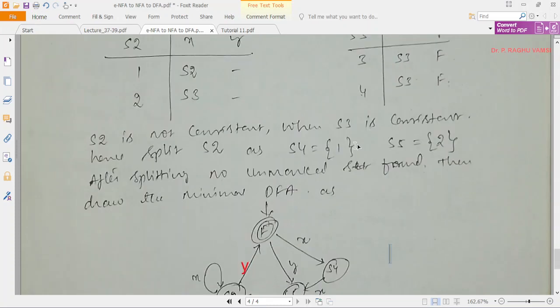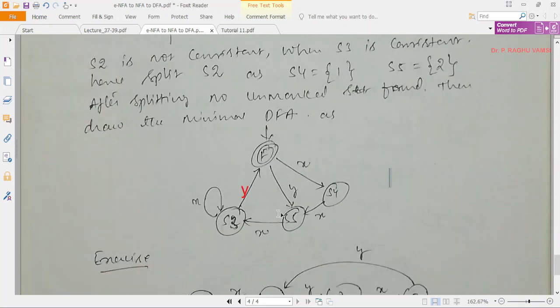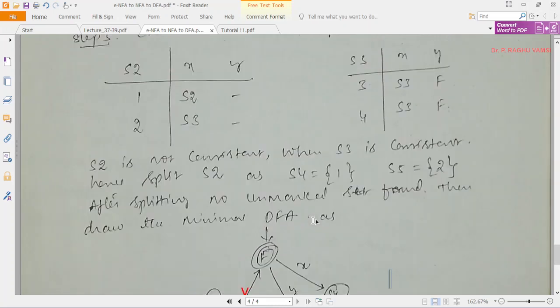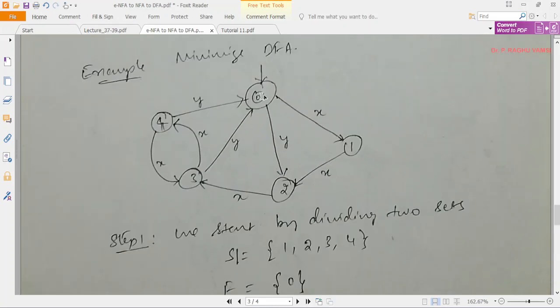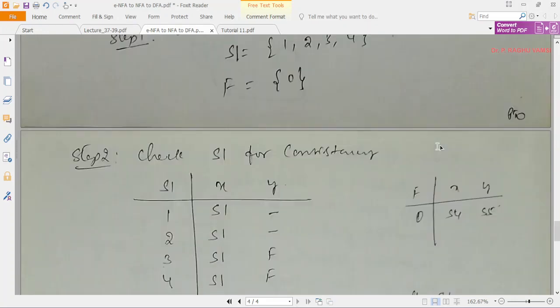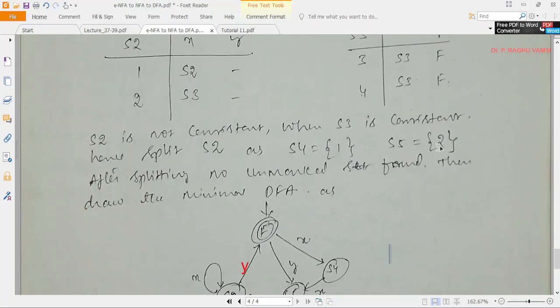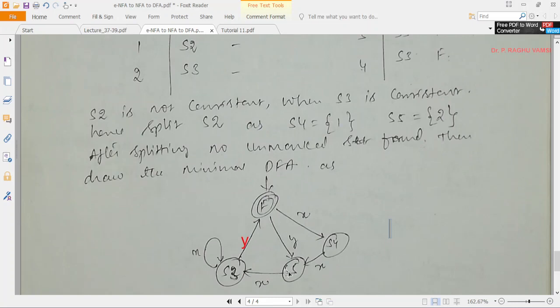With this we have formed the DFA. So this is the minimal DFA. In the previous DFA we have 0, 1, 2, 3, 4, a total of 5 states. In the minimized DFA we have a total of 4 states. So this is the minimal DFA by the subset construction method.